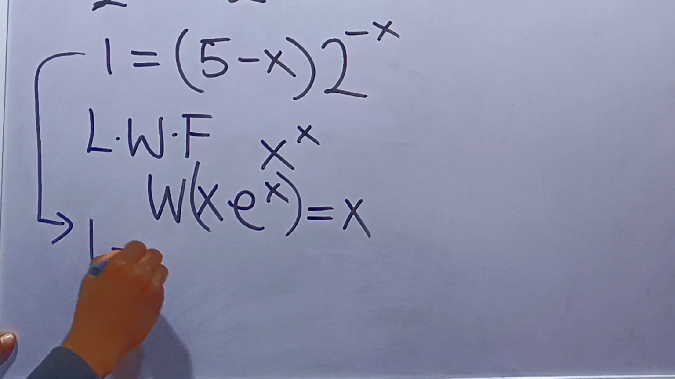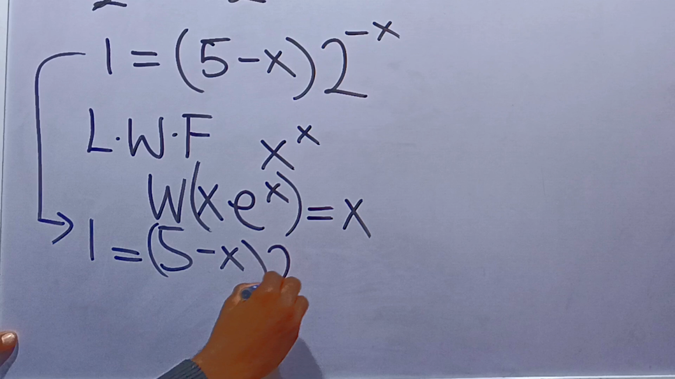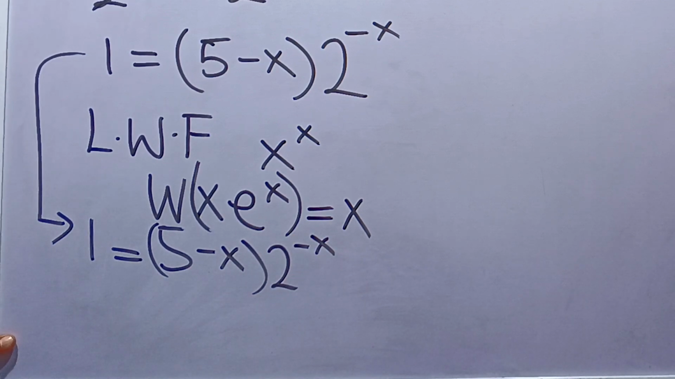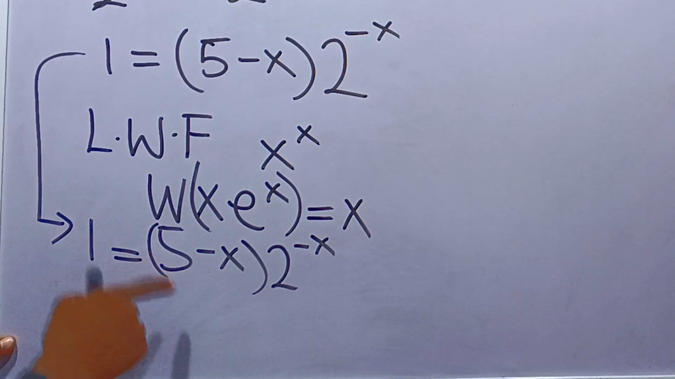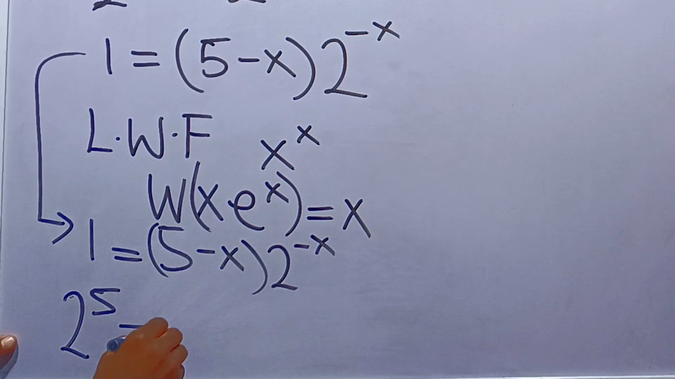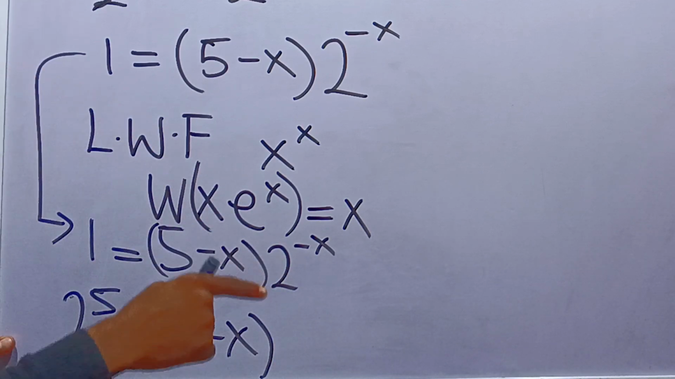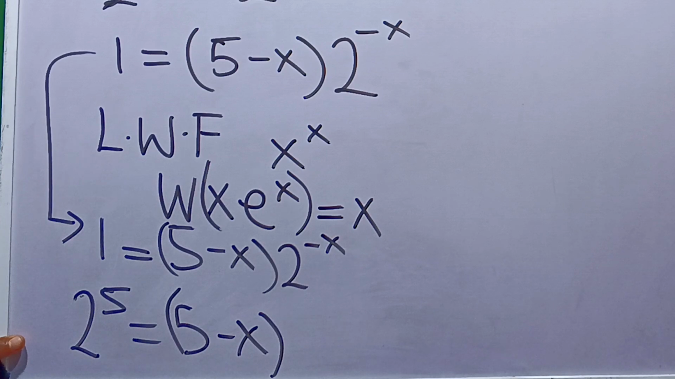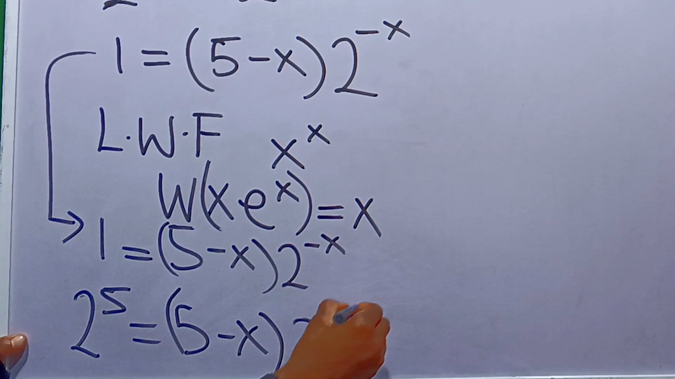We have that 1 is equal to 5 minus x multiplied by 2 raised to the power negative x. In order to make this power and this base uniform, we are going to multiply both sides by 2 raised to the power 5. So we have that 2 raised to the power 5 times 1 is 2 raised to the power 5, equal to 5 minus x multiplied by 2 raised to the power 5 times 2 raised to the power negative x, which is 2 raised to the power 5 minus x.